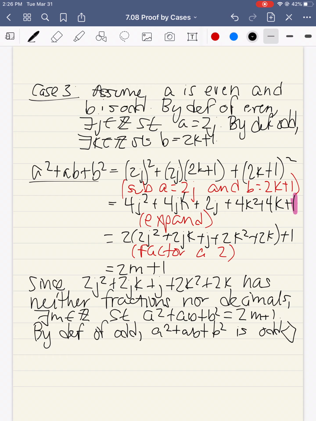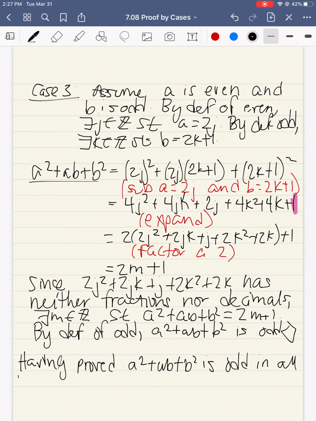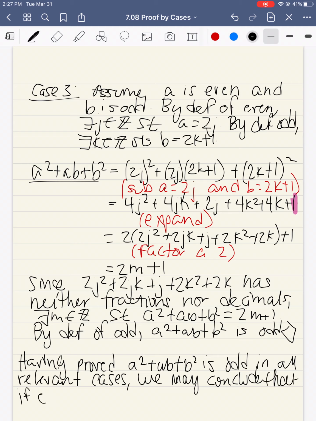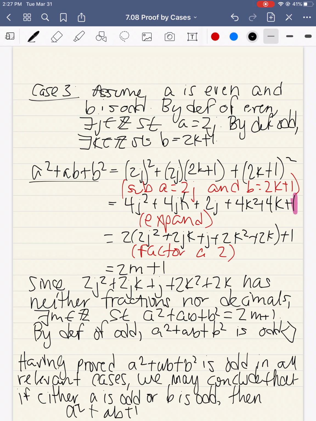So our final conclusion for all of this is, having proved a squared plus ab plus b squared is odd in all relevant cases, we may conclude that if either A is odd or B is odd, then A squared plus AB plus B squared is odd. And that is the end of our proof here.